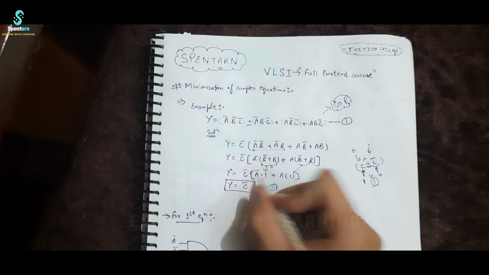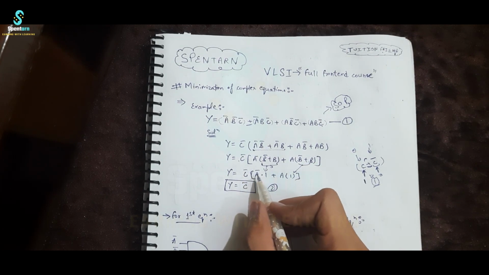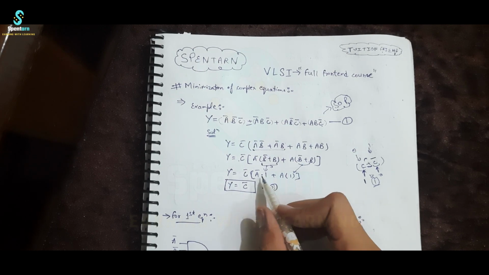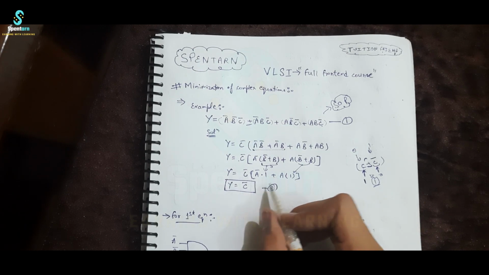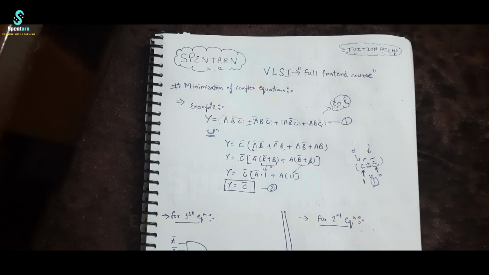This one is in bracket. Now we have C bar outside of the bracket. Now A bar plus A I have got. So A bar plus A, similarly it will become 1 and I will get the output of C bar. So this is the necessity to minimize the equation.